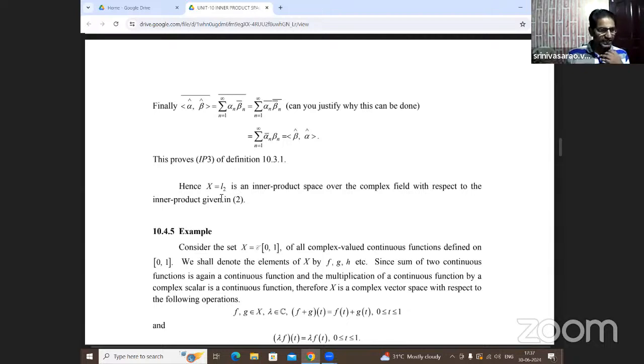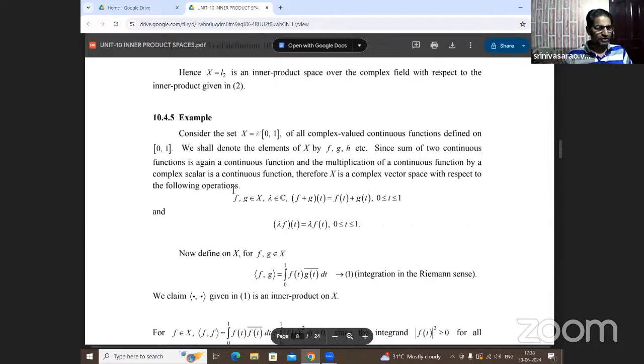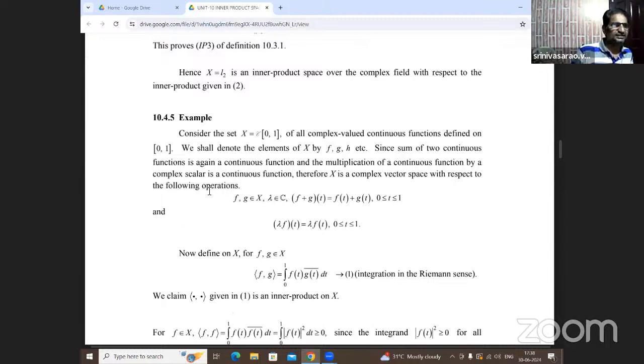So X equal to L2. This is the direct example. How to write the example? Given the inner product space, when it is L2, it is also an inner product space over the complex field with respect to this inner product. Okay. This is the third example.